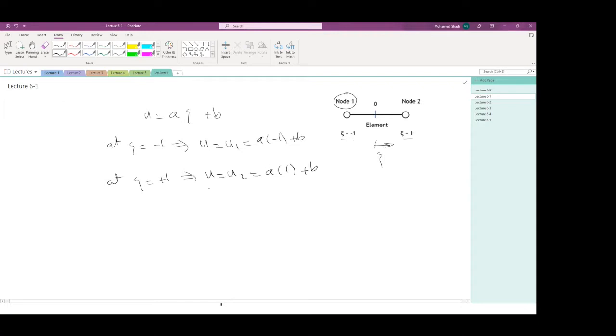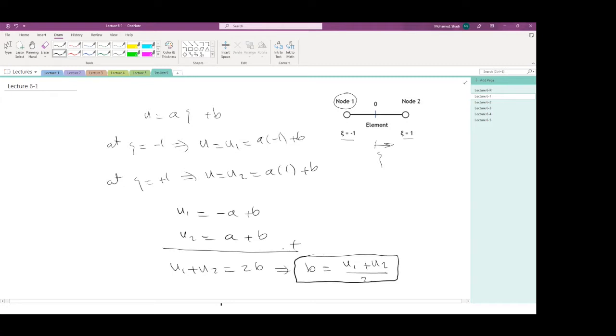Now we have two equations with two unknowns. I'm going to write them down here. u1 equal to -a plus b, and u2 is equal to a plus b. The unknowns are a and b. We are going to solve them. I just add them together, and this will cancel a. So you will have u1 added to u2 equal to a minus a is 0, equal to 2b. So this will give us b is u1 added to u2 divided by 2. So this is the value of b.